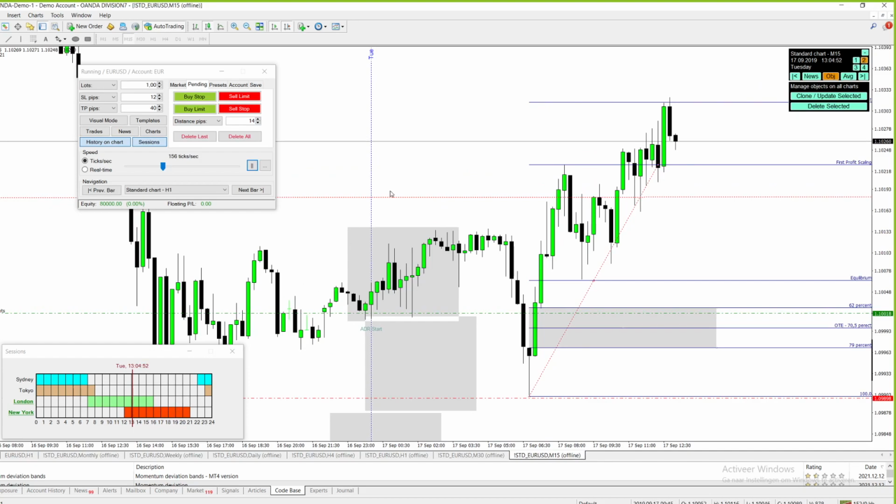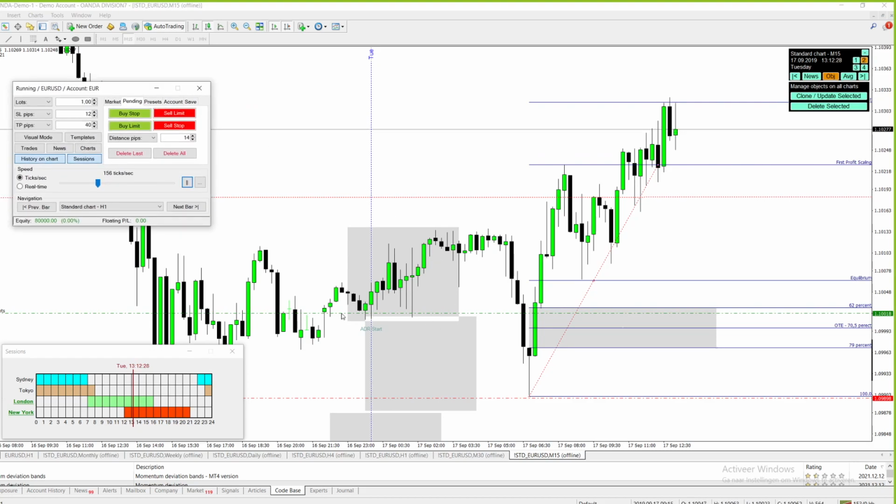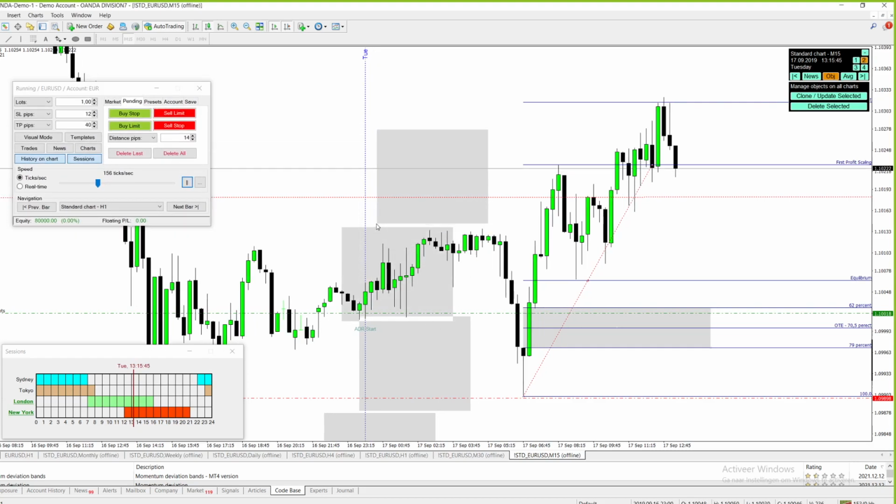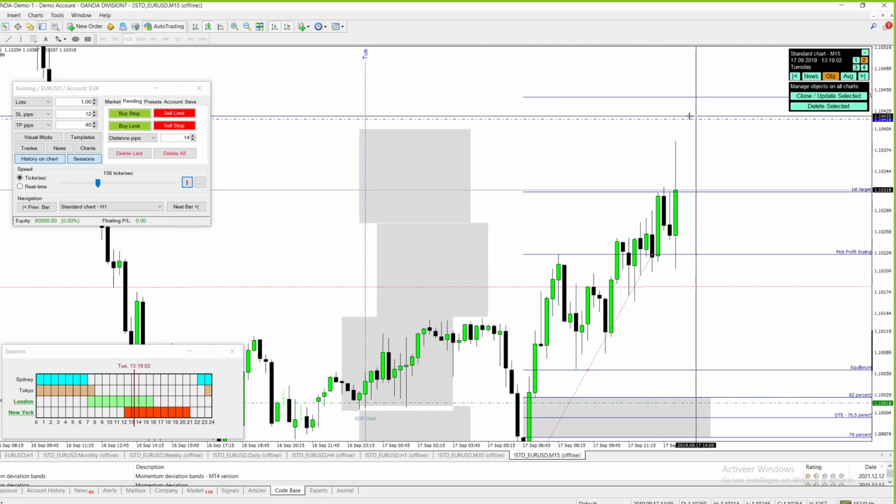So we're 1 hour into the New York session. Let me pull up these Asia ranges so we can see how far it goes. So the target is almost met.